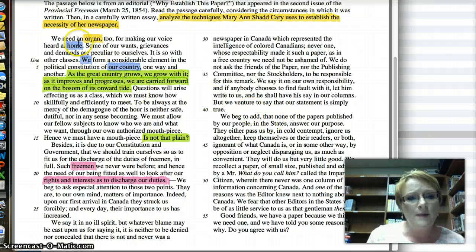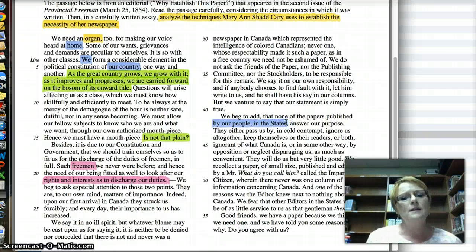And again, I come back to this idea of home. We talked about that over here. Looking at home, here she says, by our people in the States. So I'm thinking that when she's talking about our country and home, she's talking about the United States, even though they're in Canada now.